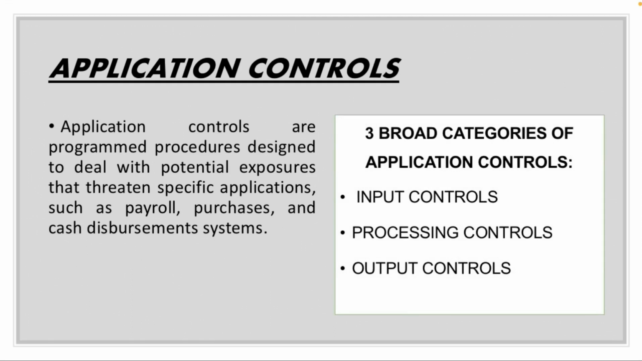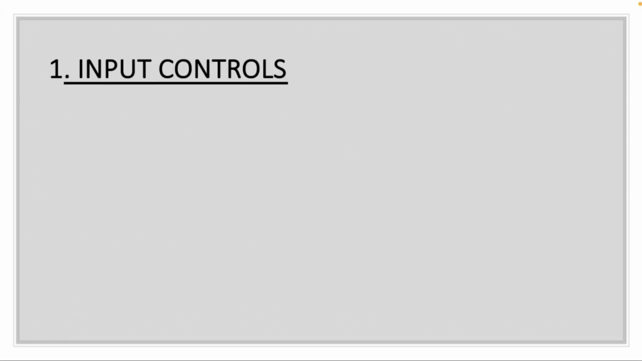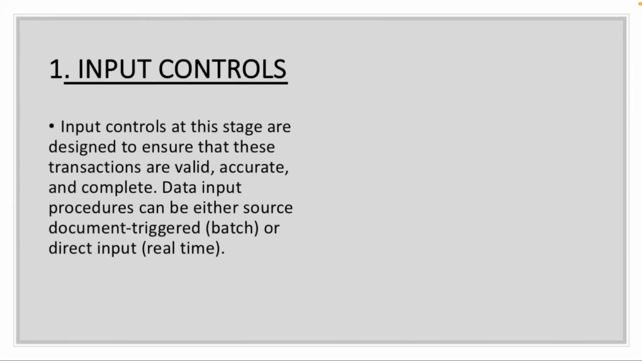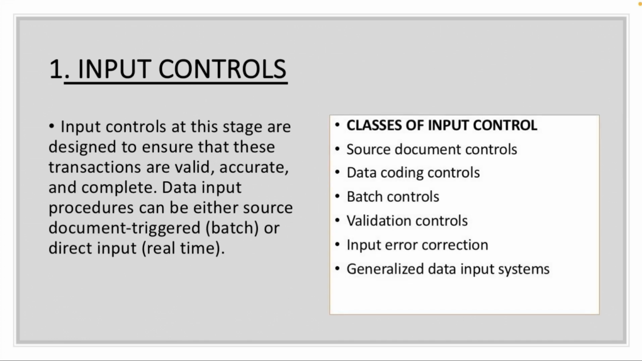But first, let's discuss input controls. Input controls at this stage are designed to ensure that transactions are valid, accurate, and complete. Data input procedures can be either source document triggered or direct input. Now, there are classes of input control. We have source document controls, data coding controls, batch controls, validation controls, input error correction, and generalized data input system.